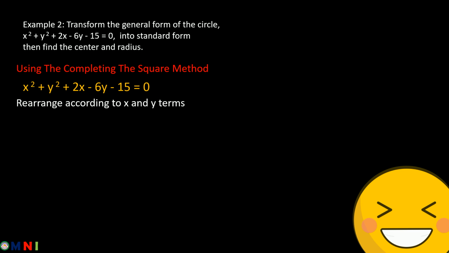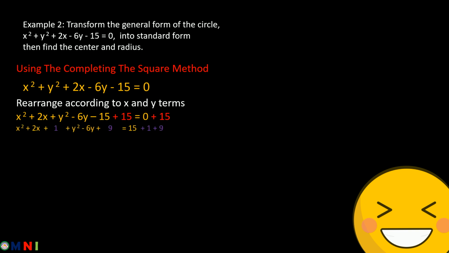The first step is we are going to rearrange according to x and y terms, just like what we did in the previous example. So combine the x terms and the y terms as well as the constant. Then to transpose the constant, to eliminate the minus 15 constant here, we add its additive inverse. The inverse of negative 15 is positive 15. We add it to both sides to balance the equation, so this will be cancelled, 0 plus 15. That's what we commonly call transposition.